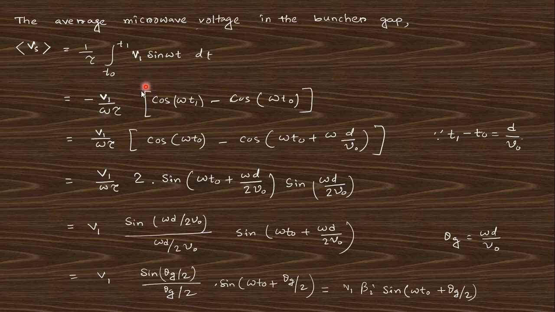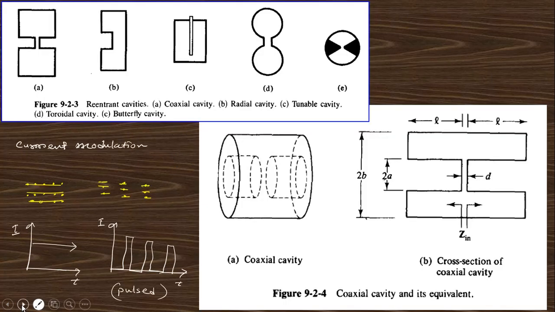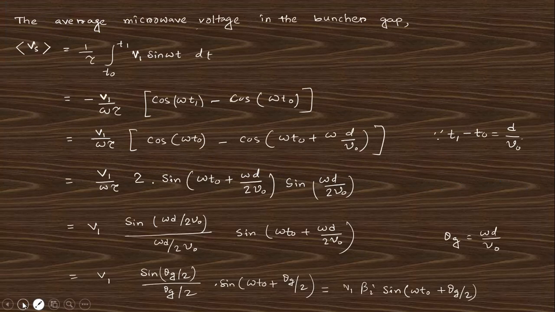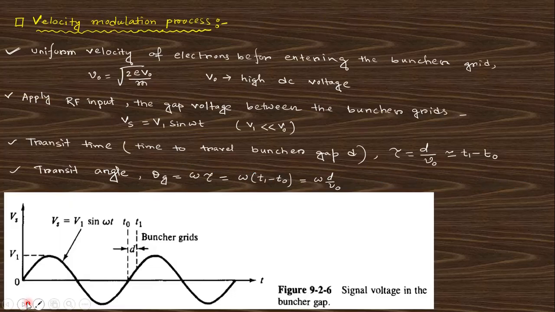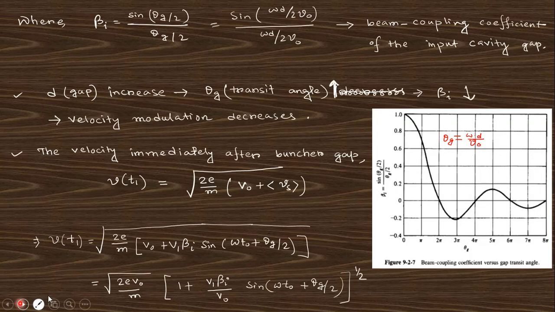The integration of sine is cosine, and if you put in this value, after rearranging you can take this as theta g, because theta g is nothing but this transit angle. Okay. So you can write this very easily, and this is beta i. Beta i is known as the beam coupling coefficient of the input cavity gap.